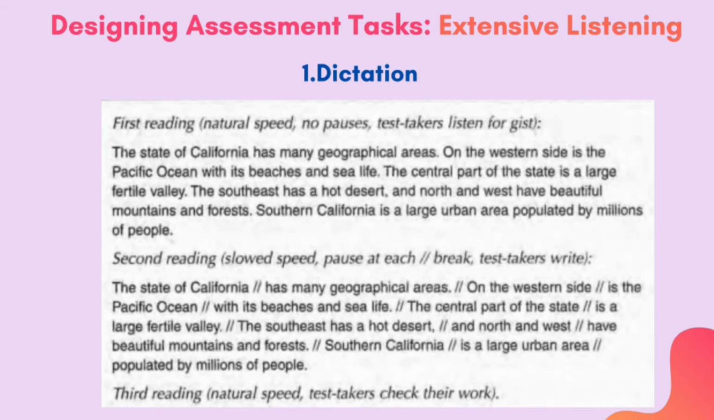The first type is dictation. Dictation assesses listening comprehension when we hear a passage, typically of 50 to 100 words, replayed 3 times: first at normal speed, second at a slower speed or with long pauses, and third at normal speed again so we can check our words and proofread.